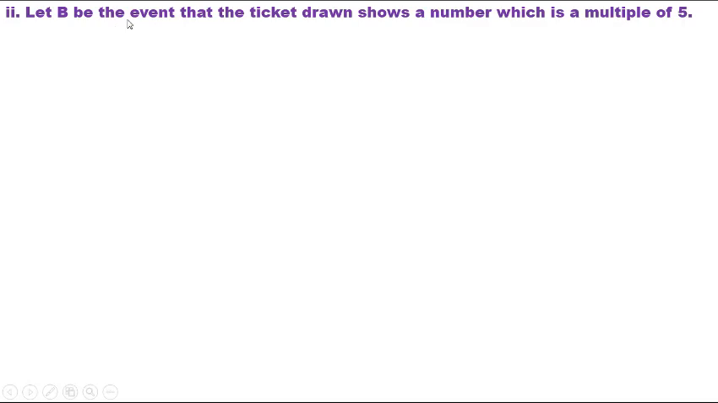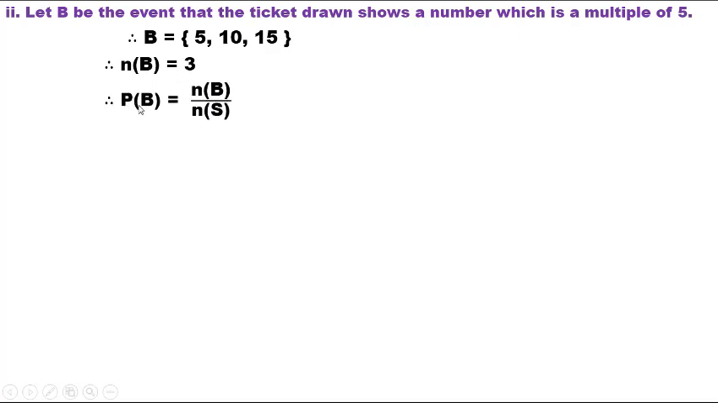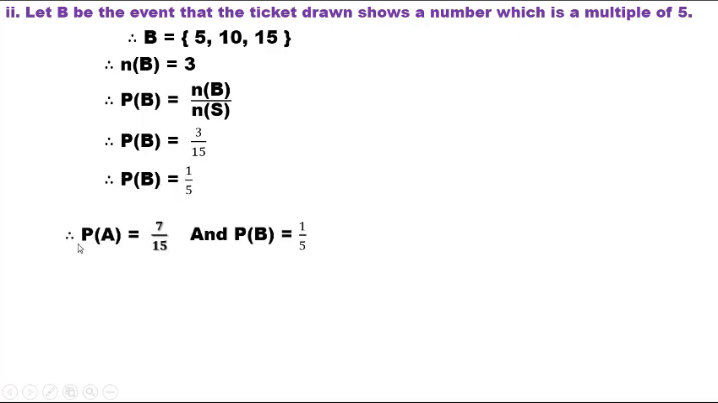Second, let B be the event that the ticket drawn shows a number which is a multiple of 5. Therefore, set B is equal to the set of 5, 10 and 15. Number of sample points of set B is equal to 3. Therefore, probability of B is equal to the number of sample points of set B divided by the number of sample points of set S. Probability of B is equal to 3 upon 15. Therefore, probability of B is equal to 1 upon 5. Therefore, probability of A is equal to 7 upon 15 and probability of B is equal to 1 upon 5.